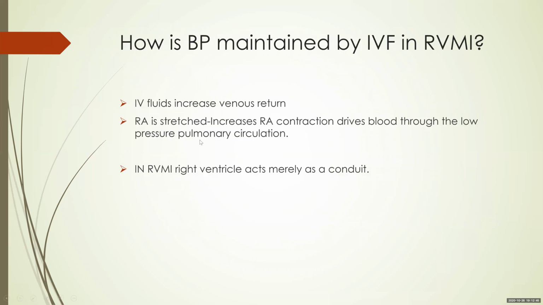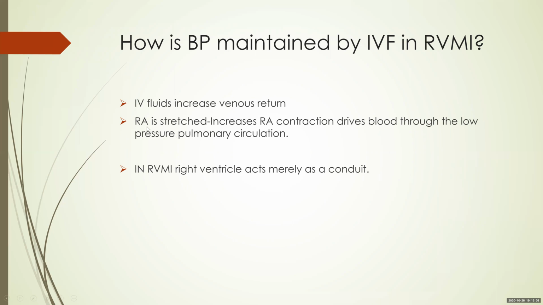So the next question is, how is BP maintained by IV fluids in RVMI? Now the usual answer we get is that the increased venous return stretches the RV and the RV contracts because of the Frank-Starling mechanism and fills the pulmonary circulation. However, this concept is wrong because the RV is already ischemic, and an ischemic RV is where it is very difficult to increase its contraction.